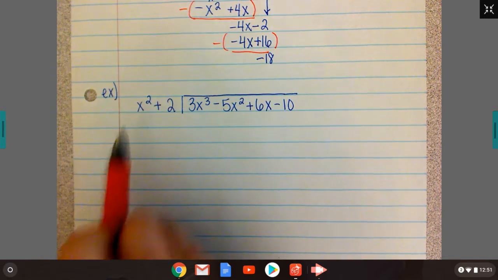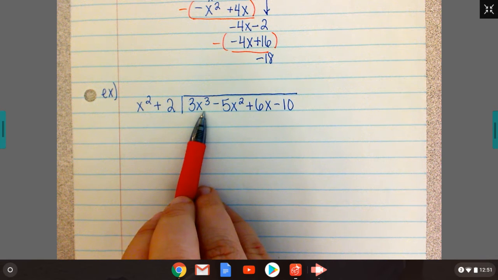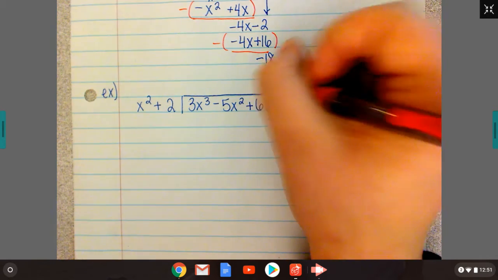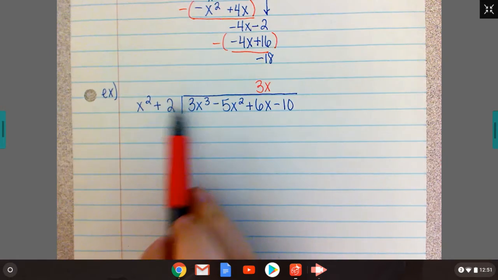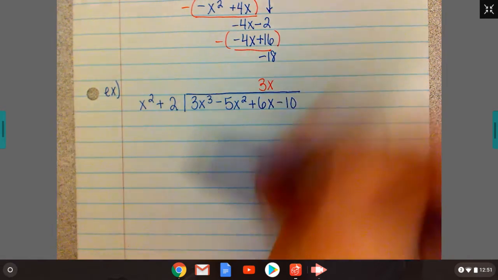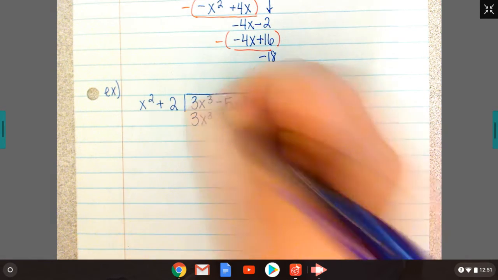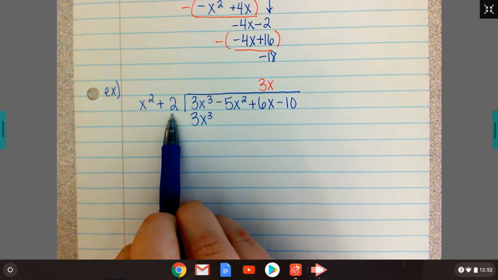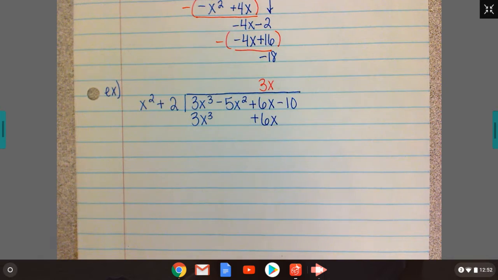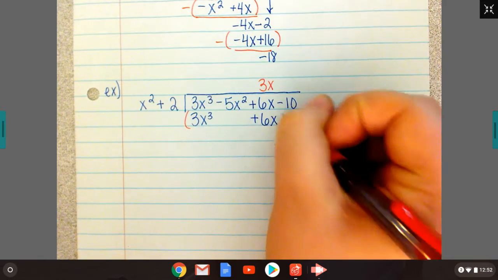Like we've been doing, x squared goes into 3x cubed how many times? I need a 3 and another x. So I need 3x. That's going to go way over here by the x's. So you will sometimes skip quite a few terms in the front. 3x times x squared is 3x cubed. 3x times 2 is 6x. That goes over here. So line your things up where they belong.